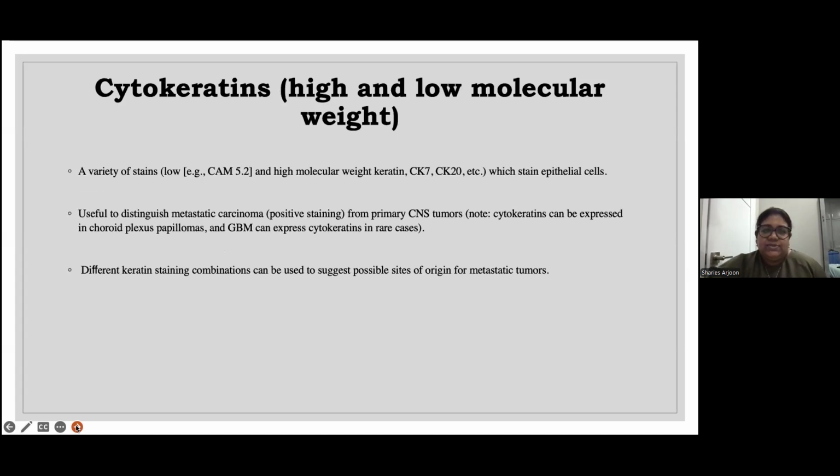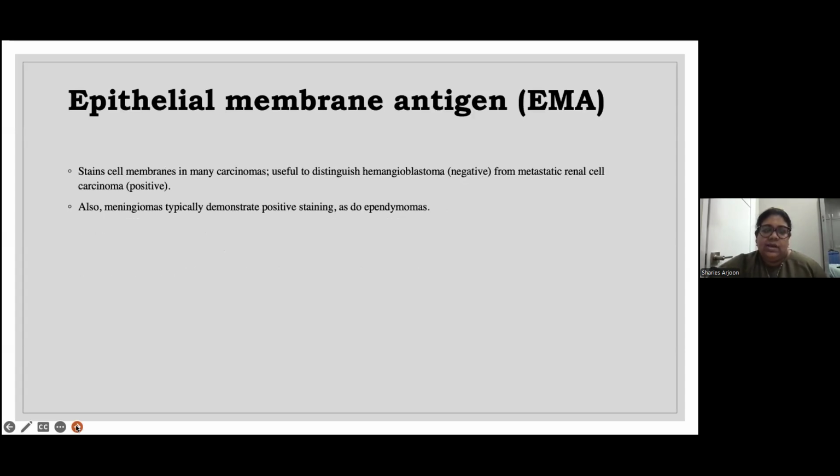The cytokeratins, of high and low molecular weight, the different keratin staining combinations can be used to suggest possible sites of origin of metastatic tumors. Epithelial membrane antigen stains the cell membranes in many carcinomas and is useful to distinguish hemangioblastomas, where it is negative, from metastatic renal cell carcinoma. Meningiomas also typically demonstrate positive staining, as do ependymomas.